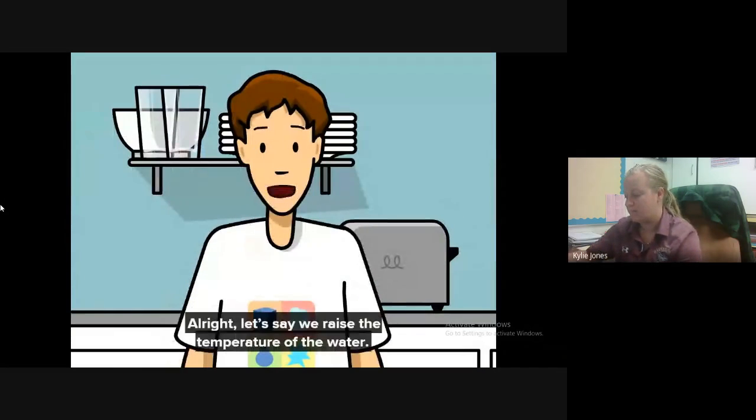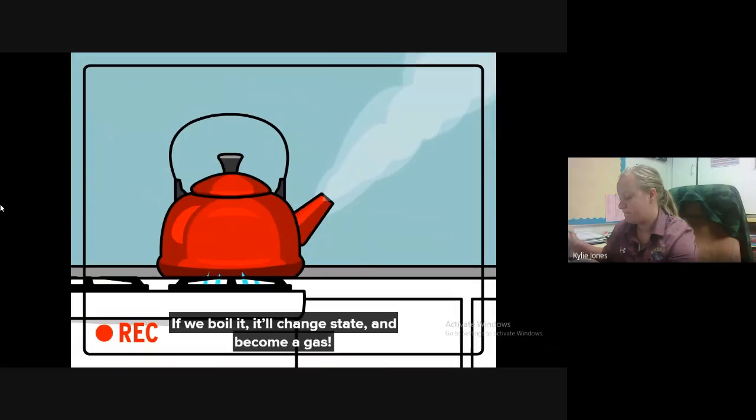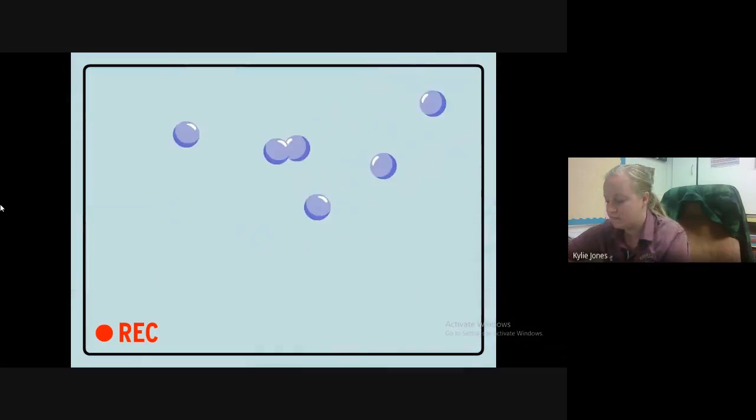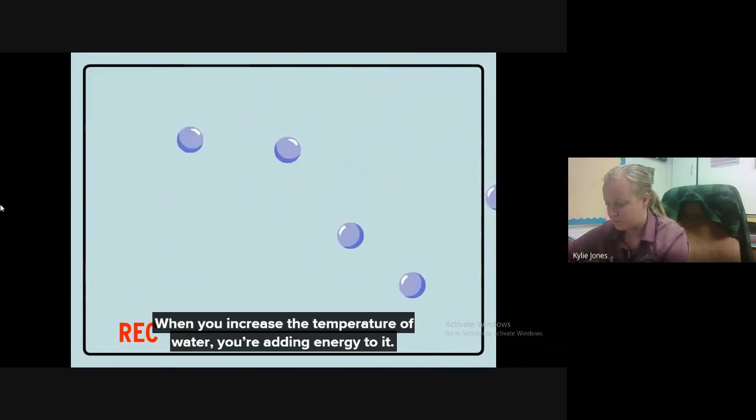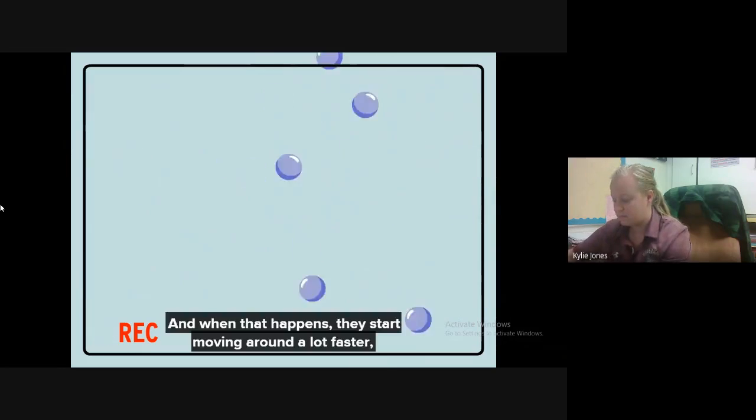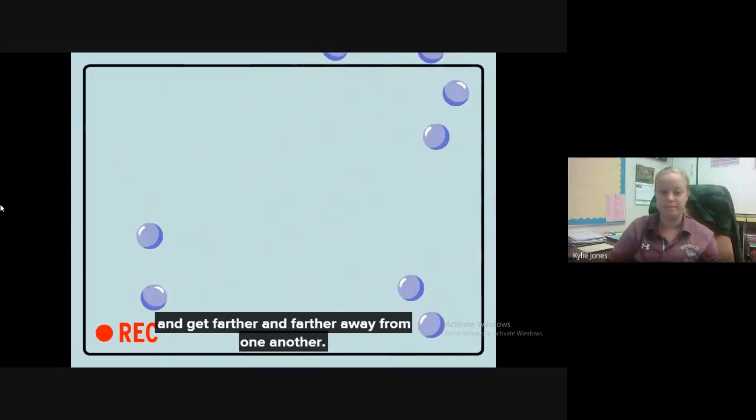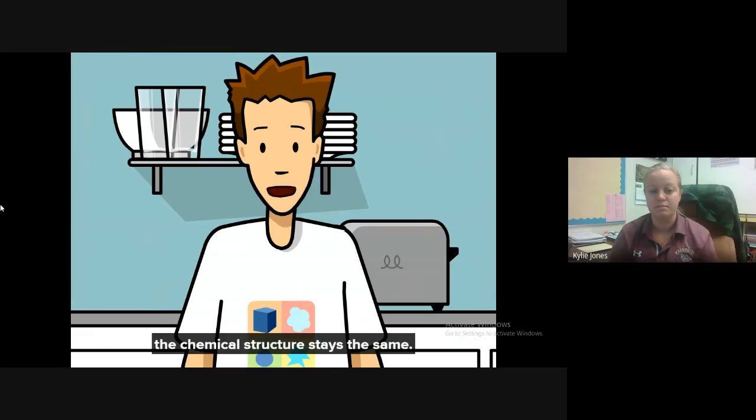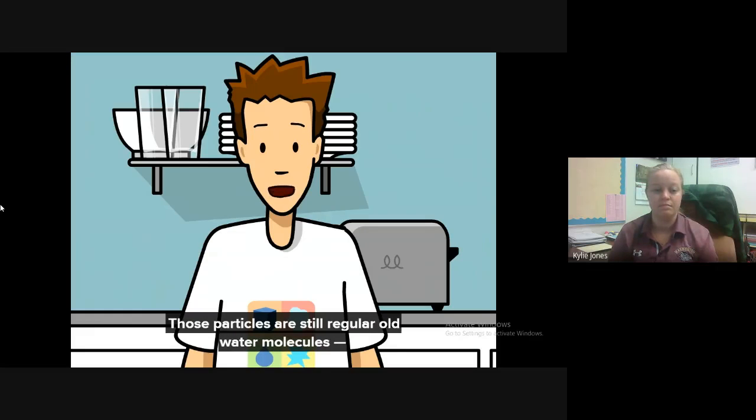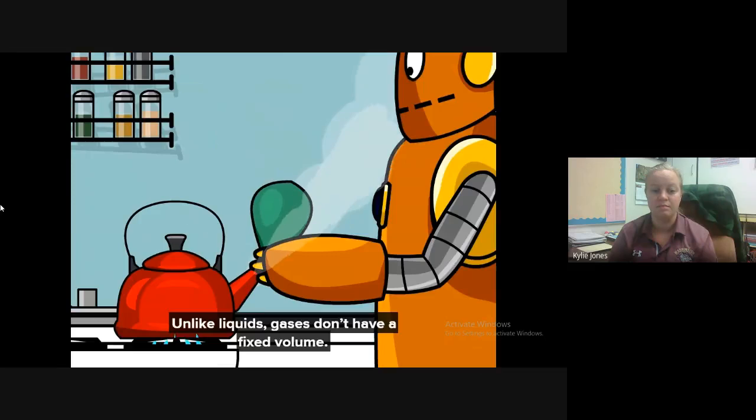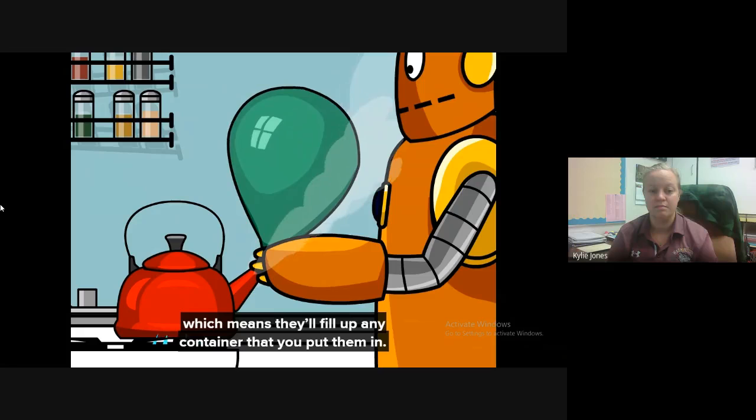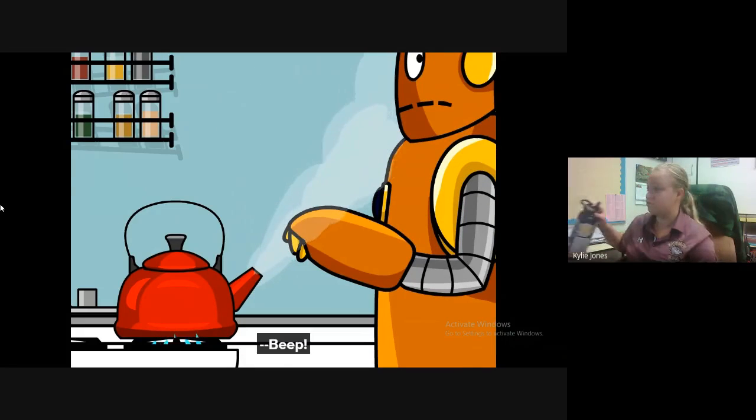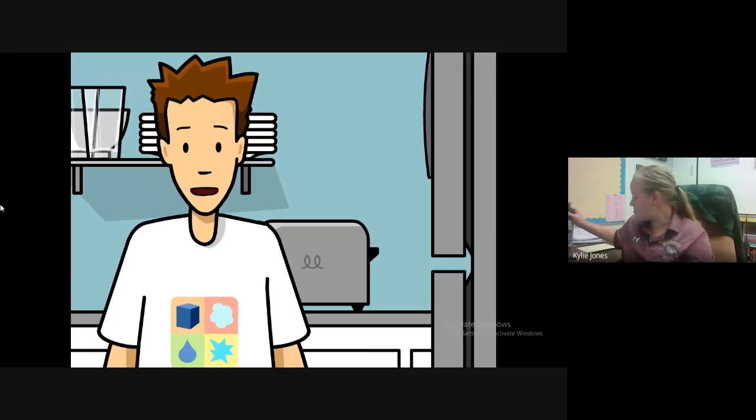Hey, alright, let's say we raise the temperature of the water. If we boil it, it'll change state and become a gas. Zoom in on that steam, Moby. When you increase the temperature of water, you're adding energy to it. The particles get excited. And when that happens, they start moving around a lot faster and get farther and farther away from one another. But the changes in state are only physical. The chemical structure stays the same. Those particles are still regular old water molecules, hydrogen and oxygen. Unlike liquids, gases don't have a fixed volume. They have a tendency to expand, which means they'll fill up any container that you put them in. Yeah, thanks a lot, Moby. Anyway, one more to go.